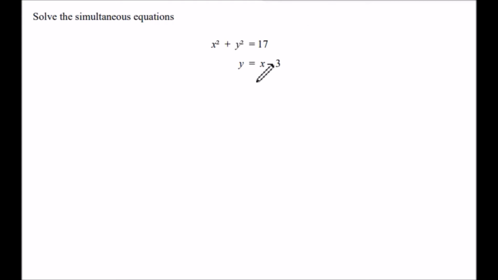So notice how we have y equals x minus 3. This is really nicely done, and the key idea is to replace the y here with the term it represents. So y is equal to x minus 3, replace this with x minus 3. So we should have something like this. We should have x squared plus the y squared is now x minus 3 squared, and all of this equals 17. Simple. And now we just expand it.